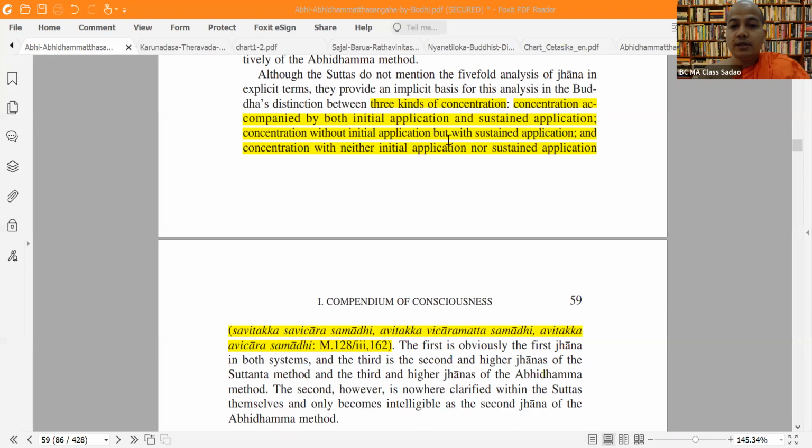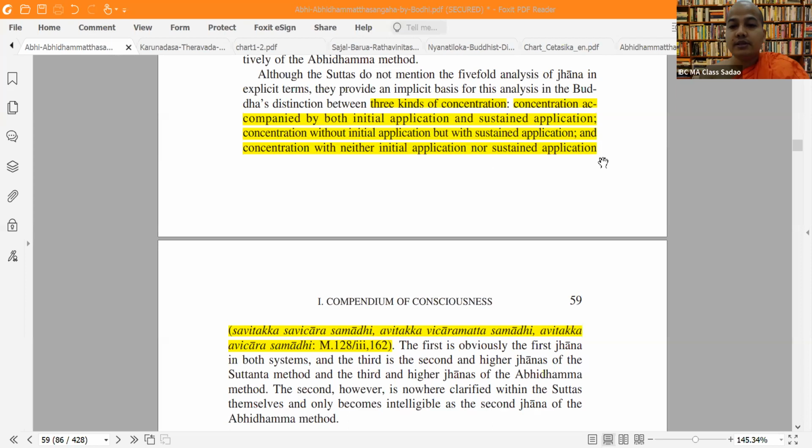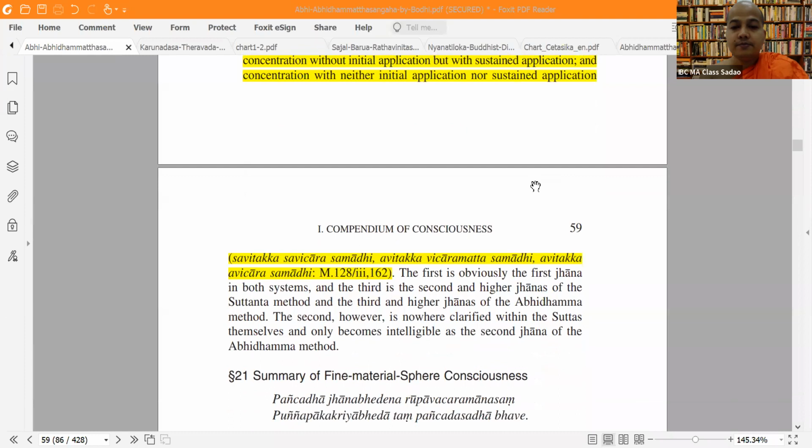Concentration without initial application, but with sustained application. Now, according to Abhidhamma, this is the second jhana. In the Suttanta, you do not have this, right? And the concentration with neither initial application nor sustained application, this in the Suttanta description covers the second to fourth jhana. That means, except for the first one, the other three fall into this category. In the Abhidhamma presentation, it is the third to fifth, right? The last three out of five fall into this category.